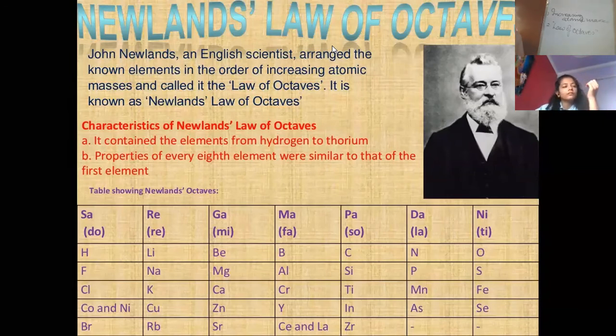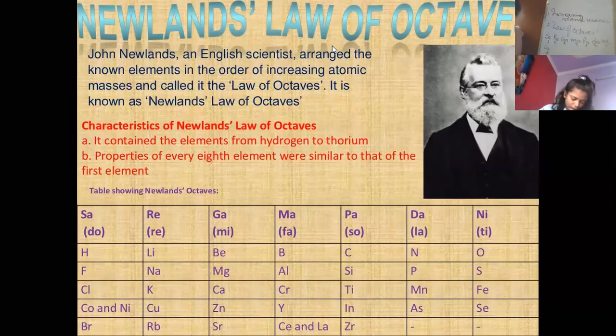He said that if we arrange the elements in increasing atomic mass order, in horizontal rows from 1 to 8, every eighth element shows the repetitive property of the first one, like what we see in the case of musical notes. If I try to find out what musical notations are used in music, they are sa, re, ga, ma, pa, da, ni, and sa. Once again, right? Here we have 1, 2, 3, 4, 5, 6, 7, and the 8th is the repetition of the first one.